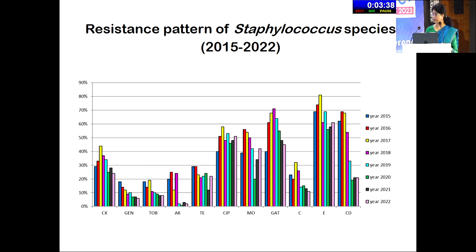Also this CX, the first is cefoxitin resistance, which is a surrogate marker of methicillin resistance. So methicillin resistant staphylococci are very less compared, considering that ours is a tertiary care center. 25 to 35% of methicillin resistance is not very high.